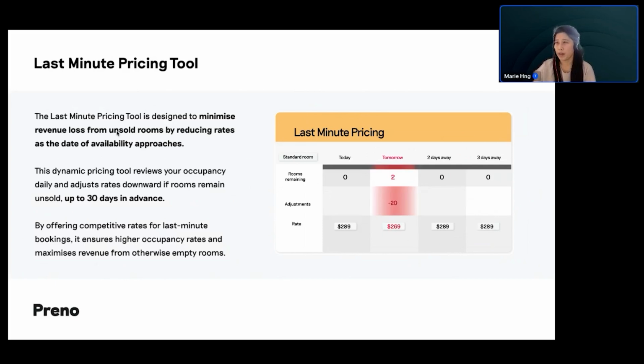Now, for Preno, our last minute pricing tool has a range of up to 30 days. So essentially anywhere up to 30 days from check-in day, you can set a rule to trigger the last minute pricing tool to reduce your rates.